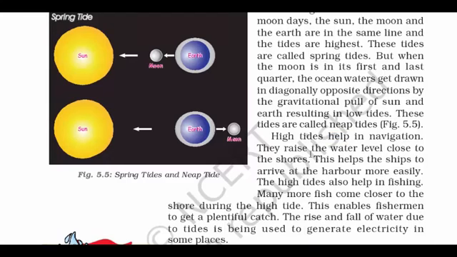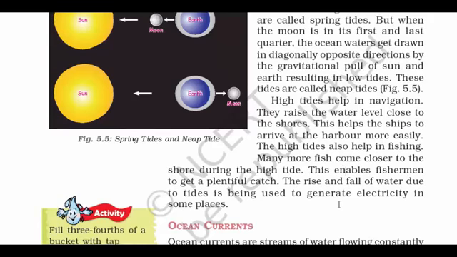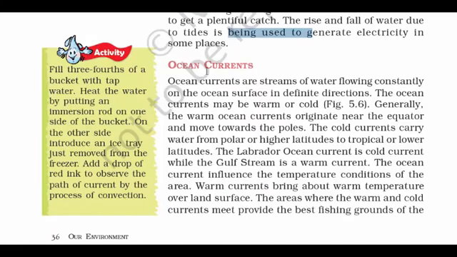Now some of the advantages of high tides are, it helps in navigation. The rise in the water helps the ships to arrive at the harbor more easily. It also helps in fishing. When there are high tides, the fish get thrown to the shore and it's easy for the fishermen to catch them. And more practically speaking, the rise and fall of water due to tides is being used to generate electricity in some places.